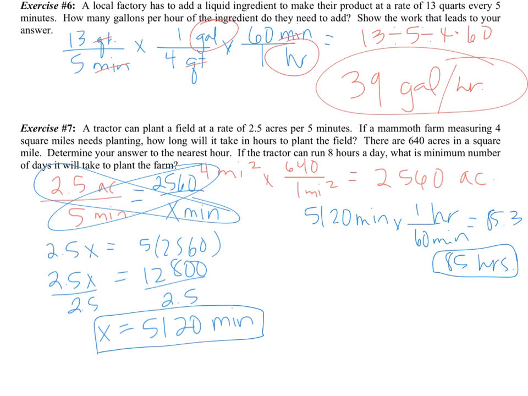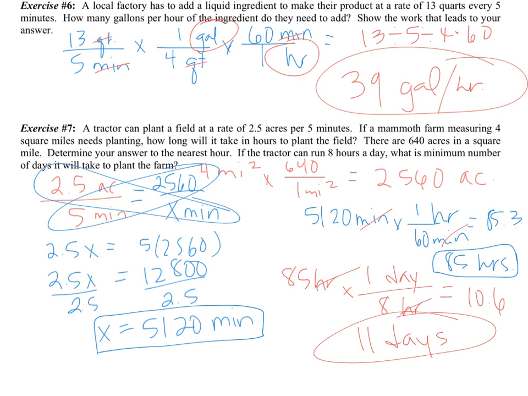And now we have to figure out how many days, the minimum number of days it will take to plant the farm. So we have 85 hours and 1 day, but we know that it can only work 8 hours in 1 day. So 85 divided by 8 becomes 10.6, so it's approximately 11 days is our minimum number of days that we will need to plant the fields.